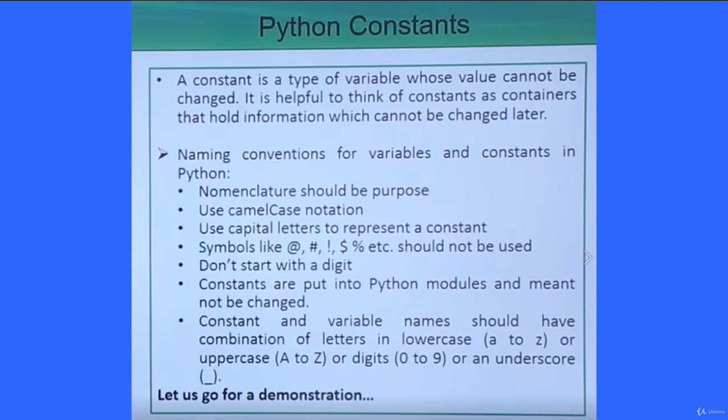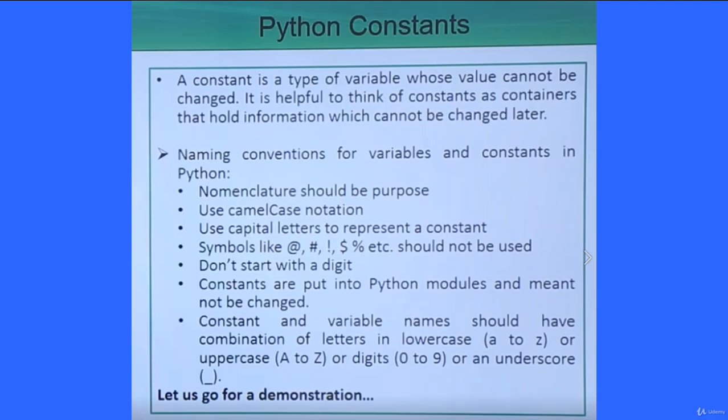Symbols like @, hash, exclamation, dollar, percentage, etc. should not be used. Don't start with a digit, that is very common. In the previous video also we showed you that 1variable is not a valid variable name, but variable1 is a valid variable name. Constants are put into function modules and are meant not to be changed. As I discussed earlier, constants cannot be changed later on.